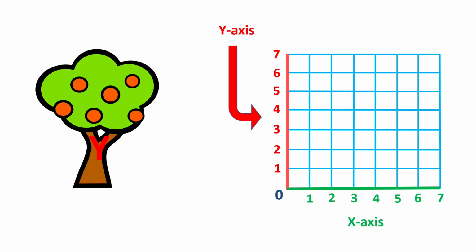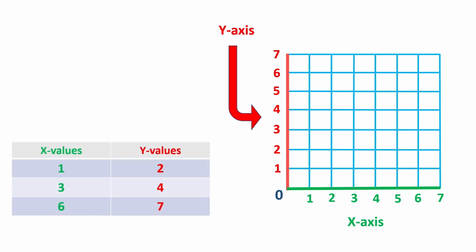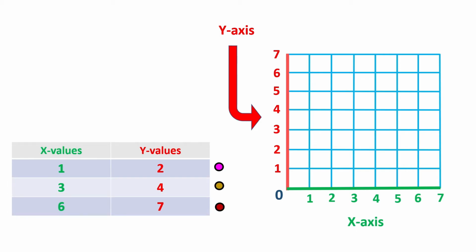One way to remember that the vertical number line is the y-axis is to think of a tree that is also vertical and has branches that look like the letter Y. In math, we learn to plot points from a table that looks like this. Each row has a pair of coordinates for a specific point. One column has the x value and the other column has the y values.